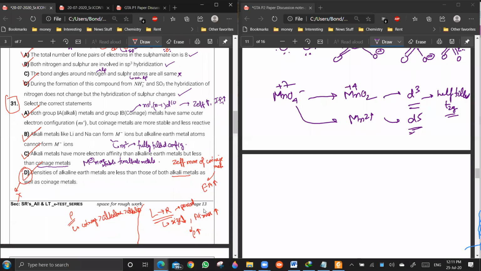See, as you go from left to right across a period, size decreases because effective nuclear charge will increase. Are you getting my point? Yes, sir. And atomic mass is always increasing as you go from left to right. So mass is increasing, size is decreasing, so density will increase. Plus, in case of coinage metals, you have electrons in d orbitals which have poor shielding effect, so it increases the effective nuclear charge even more. So in case of transition metals, the densities will be more compared to alkali and alkaline earth metals. Are you getting my point? Yes or no? Yes, sir. Okay.